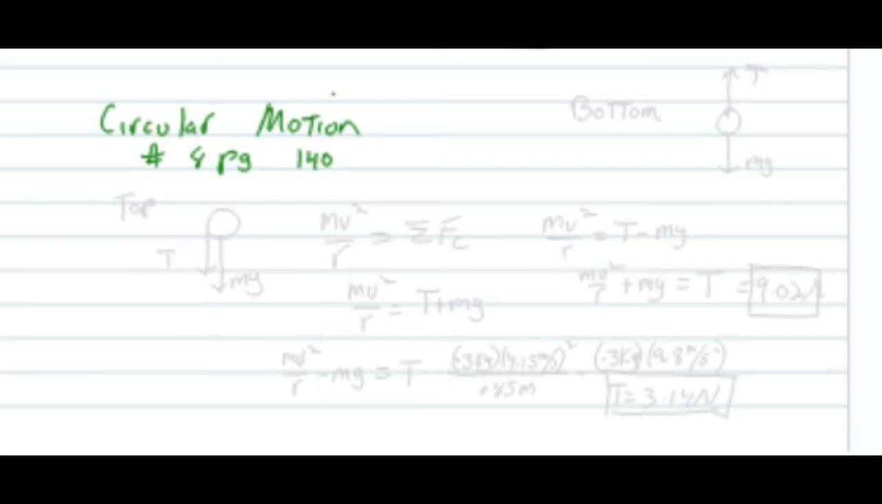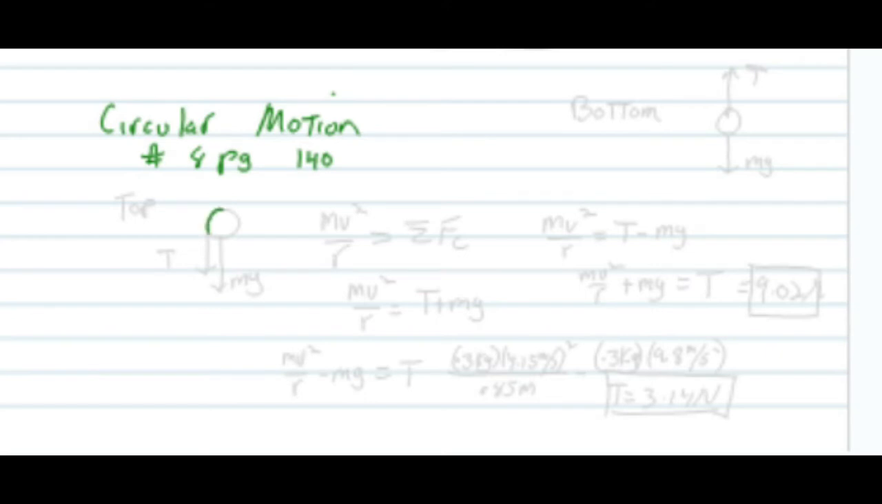They give a picture. If its speed is 4.15 meters per second and its mass is 0.3 kilograms, calculate the tension in the string when the ball is A at the top and B at the bottom of its path. Anytime you're dealing with an object moving in a vertical circle, it is very helpful to draw a free body diagram of forces on the object at its location. So in A, they're asking about the top of the path.